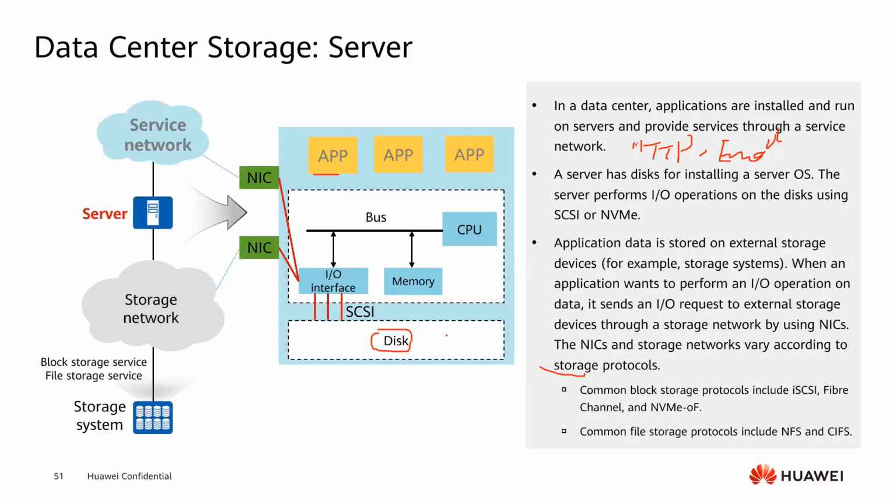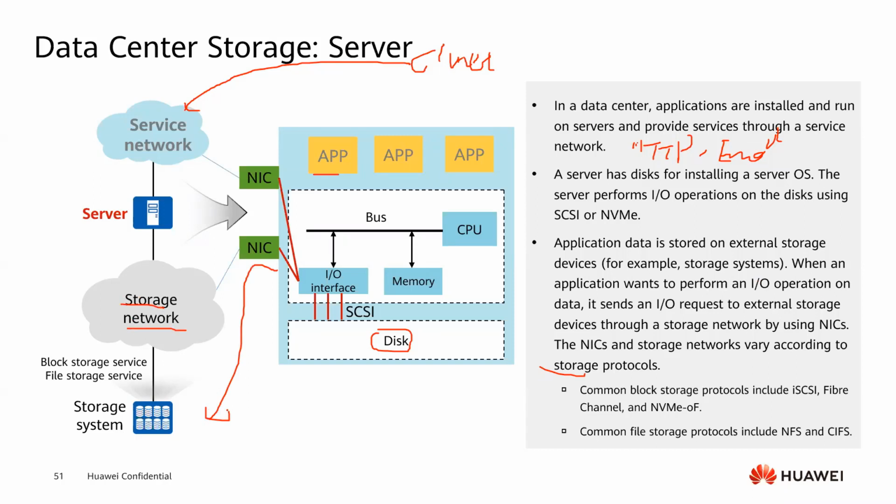For example, we have a storage system. When an application wants to perform an I/O operation on data, it sends a request to the external device through a storage network by using NICs. For example, we have a client here. It wants to read or write the application data. Then the requirement will be sent through the service network to the server, and then the server will send the I/O requirement to the storage system through the storage network.